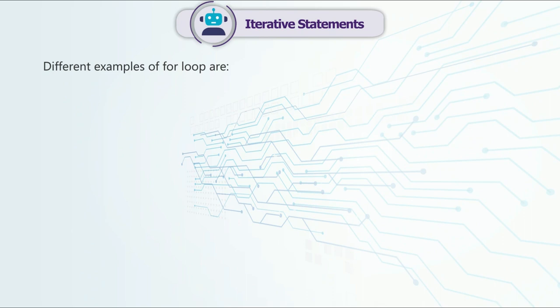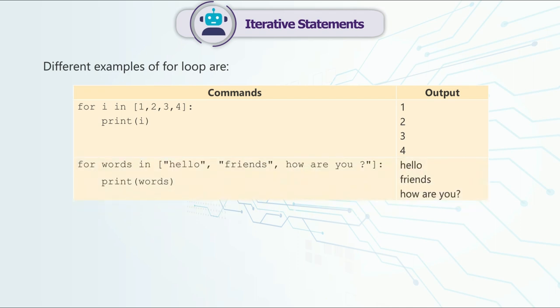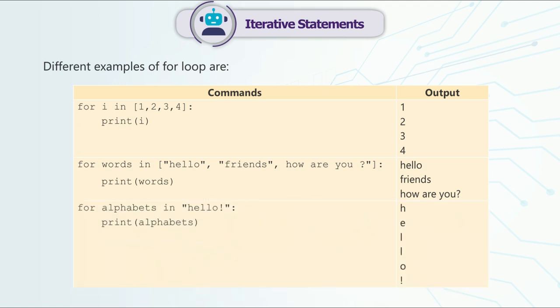Different examples of for loop are commands, output. For i in 1, 2, 3, 4, print i. Output: 1, 2, 3, 4. For words in hello, friends, how are you, colon. Print words. Output: hello, friends, how are you. For alphabets in hello, colon. Print alphabets. Output: H, E, L, L, O, exclamation.